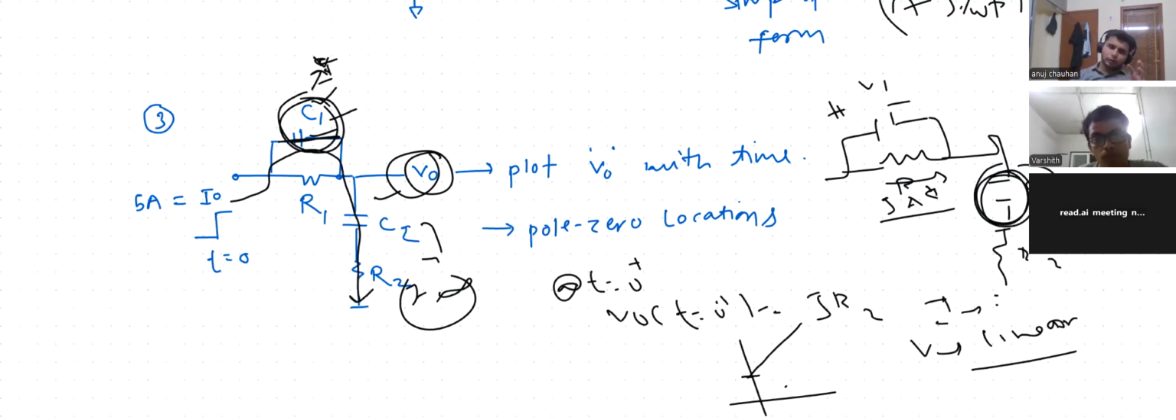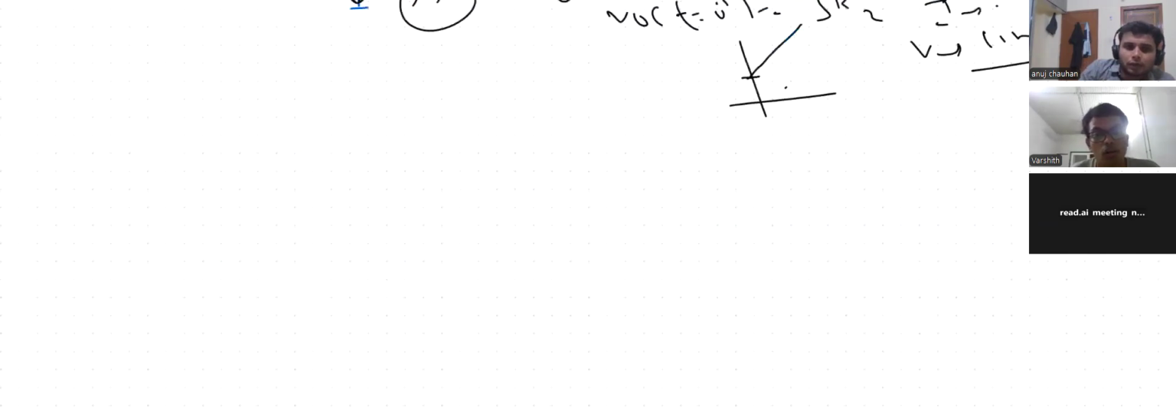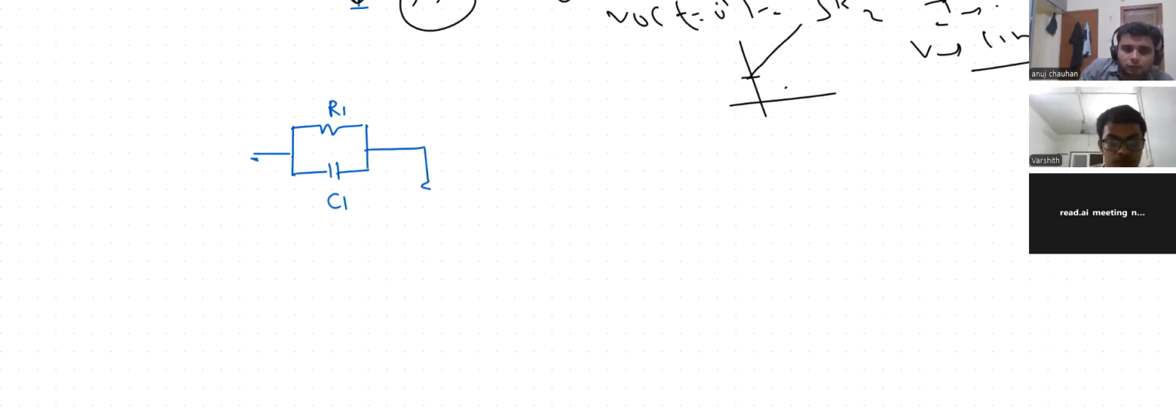So can you tell me, if there is an input voltage instead of current, and I am taking voltage at the output, I want to see the poles and zero locations for this system. Both voltage as input and output. Like, I will redraw it. So here we have R1 C1, and we have R2 C2.